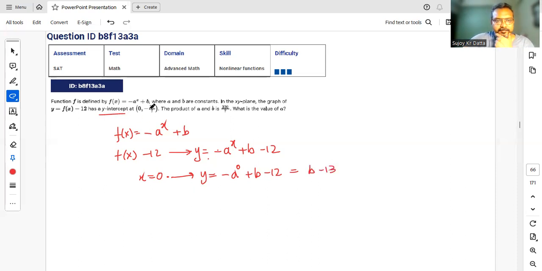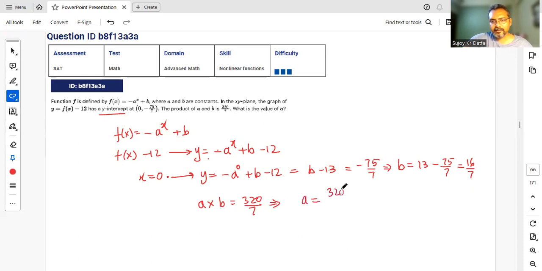But they're saying that the intercept is negative 75 over 7. That gives us b to be 13 added to this. 13 sevens are 91, and 91 minus 75 would be 16. So b is 16 by 7. Now, we know that a times b is 320 over 7. So a's value would be 320 over 7 divided by 16 over 7, that's 320 over 7 times 7 over 16. The 7 is gone, so you're left with 20. So the value of a is 20.